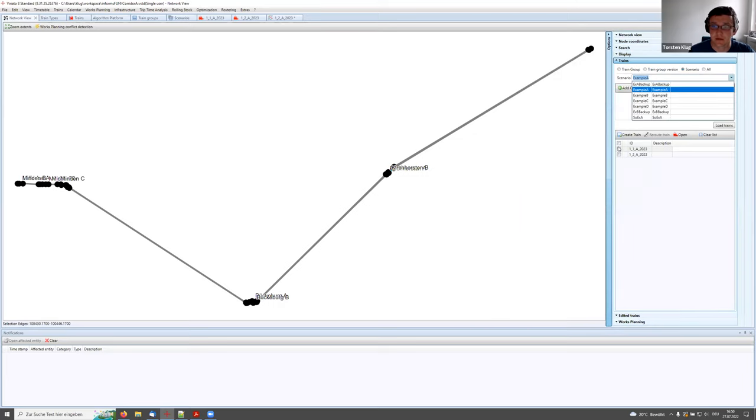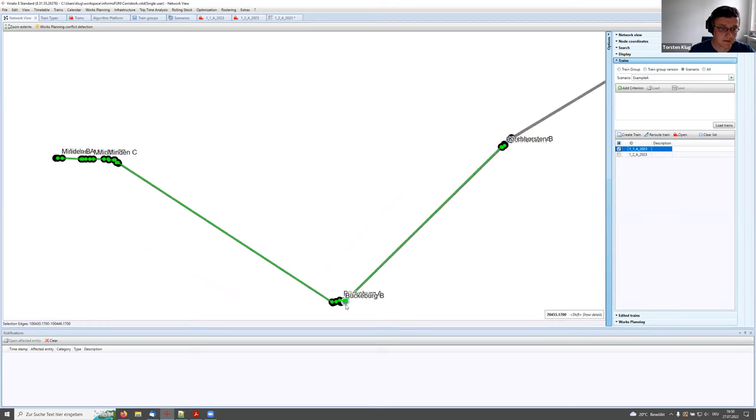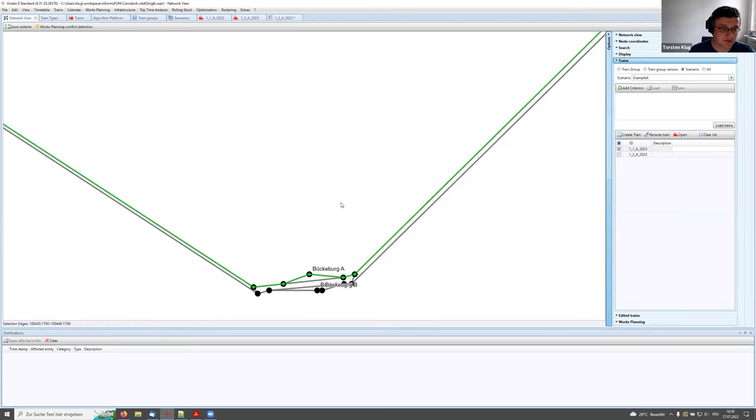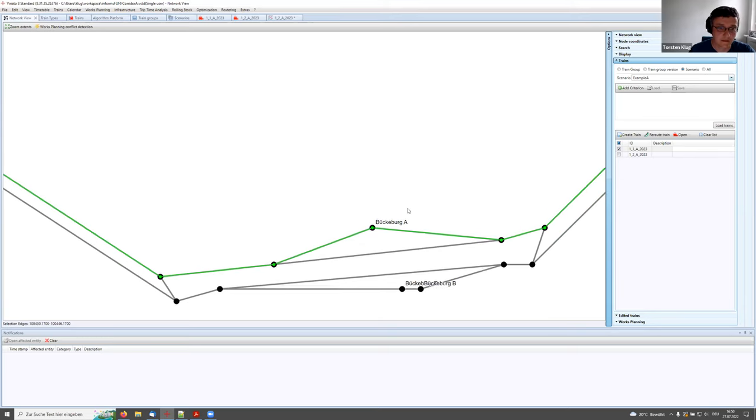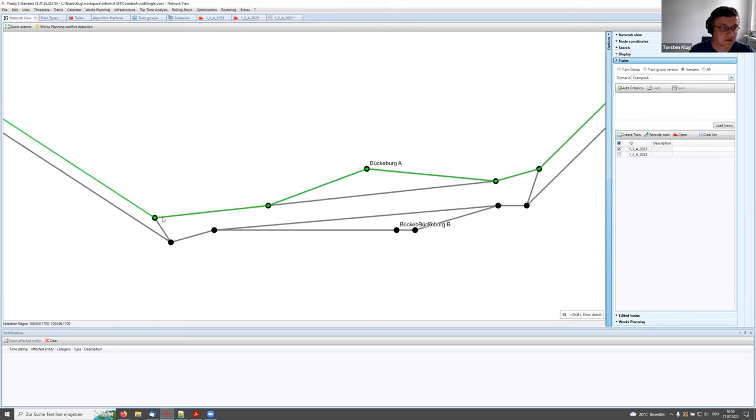If we look at example A, the two trains, so it all happens here in Bückeburg. So we have here the Intercity Express that uses the upper track, and we have this regional train that must stop here, because that's why it uses the lower track.